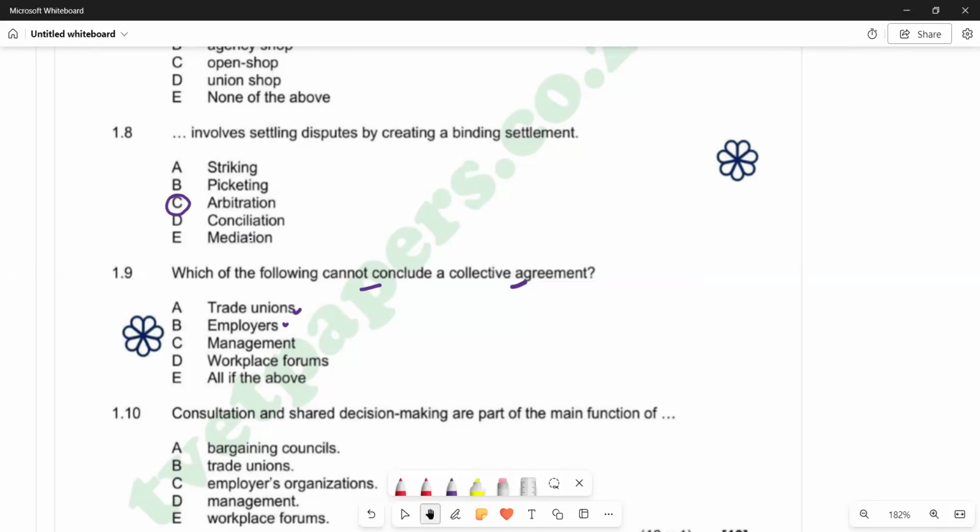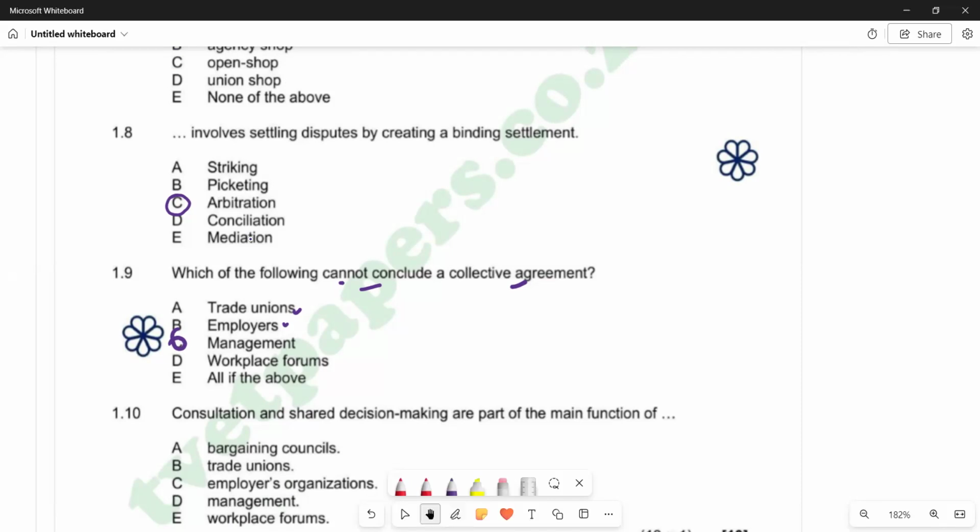Workplace forums, you would see that this is a committee of employees elected by employees in the workplace. They usually meet on a regular basis for consultation on workplace issues. In that process, they can work as an alternative for collective bargaining. So it means they are also involved in collective agreements. So this one is out again. So C is the correct answer there. Remember, the question is saying which of the following cannot conclude. So management there can be the correct answer.